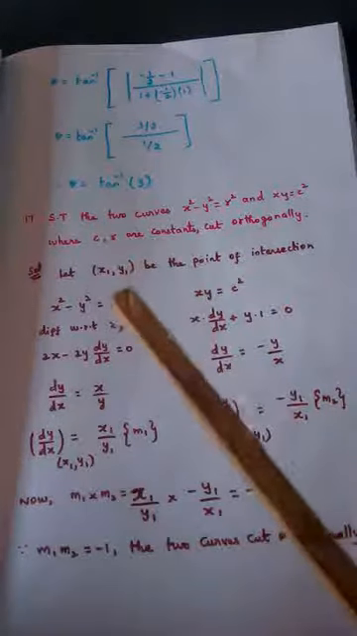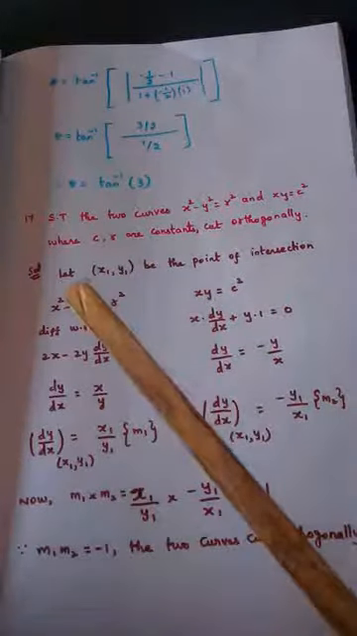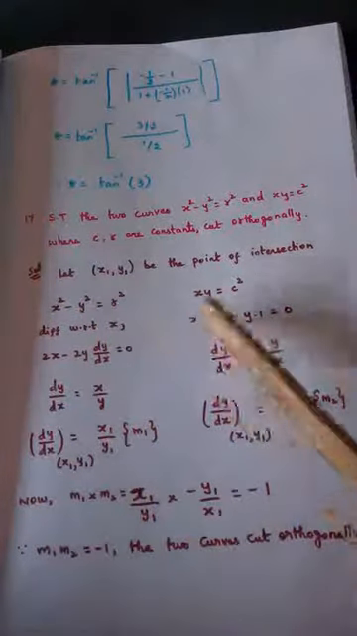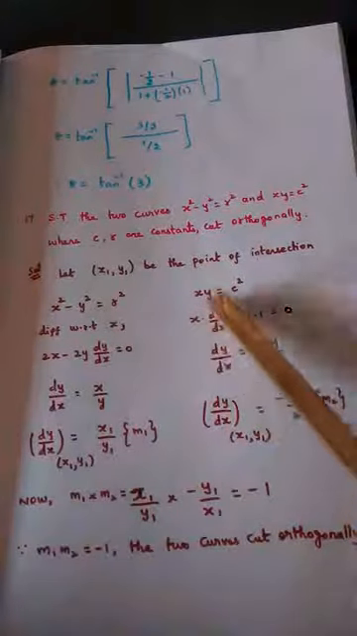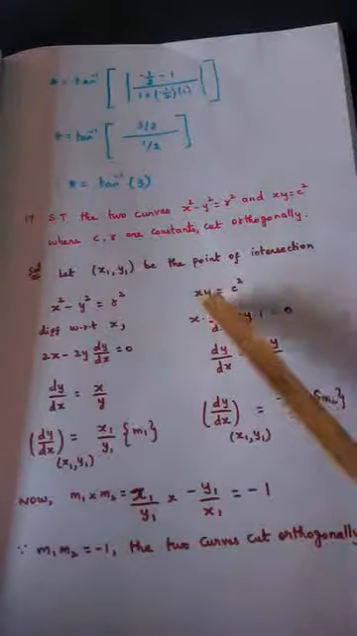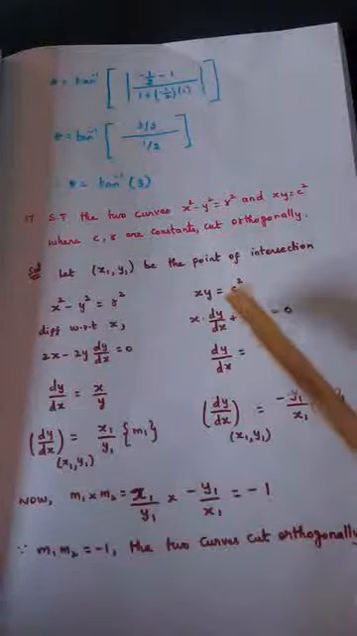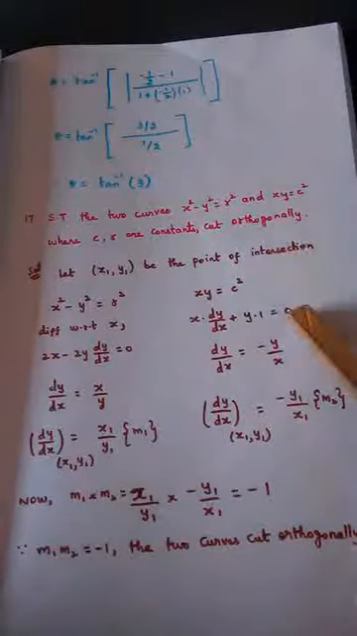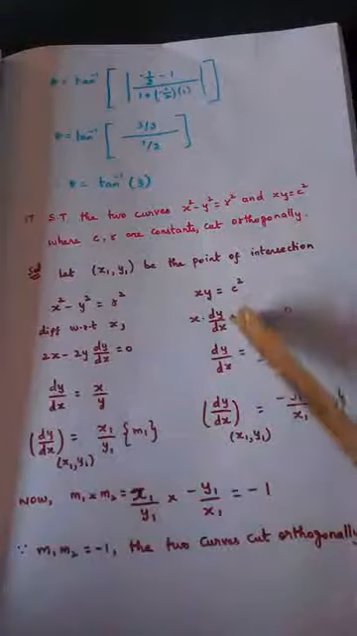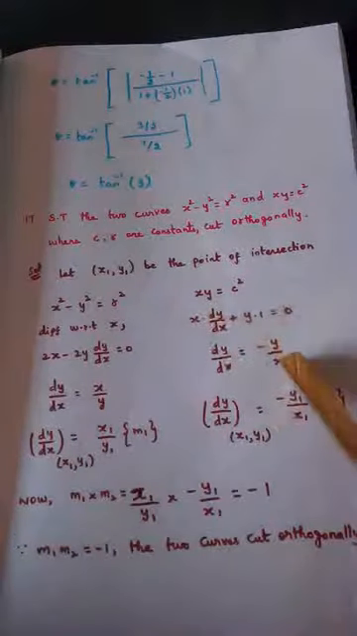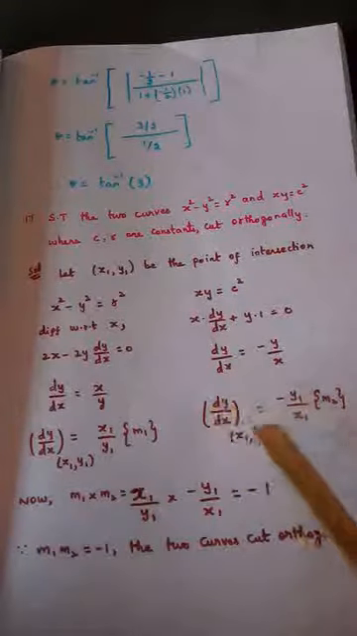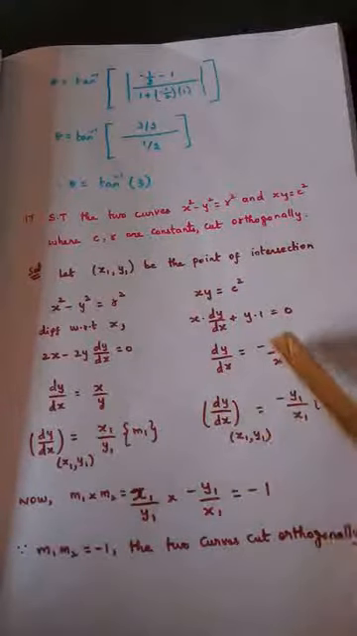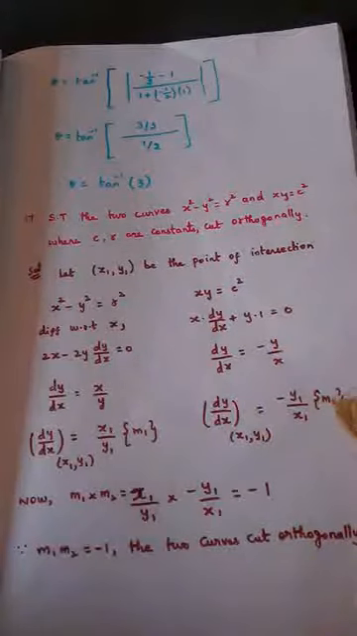Similarly, taking the second equation, xy is equal to c square, UV method. Why am I going fast? Because if you listened to the previous problem, this is simple, the same model. xy equal to c square, UV method: x into dy by dx plus y into, if I differentiate x, the answer is 1, c square is constant, so it becomes 0. dy by dx equals minus y divided by x. Again, this is the general slope. We want the slope at x1 comma y1, so change y to y1 and x to x1.